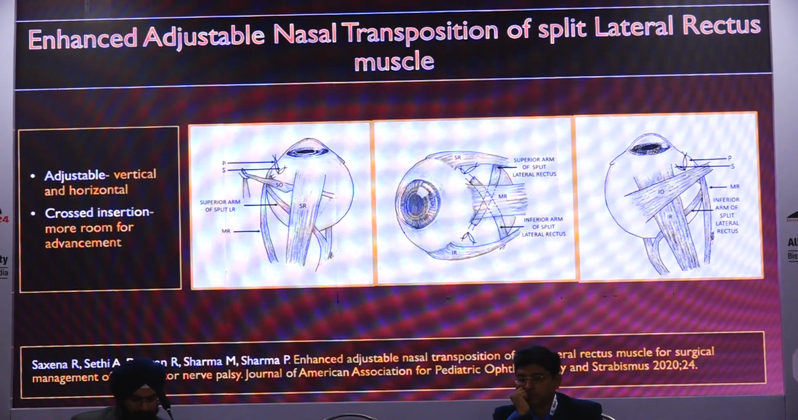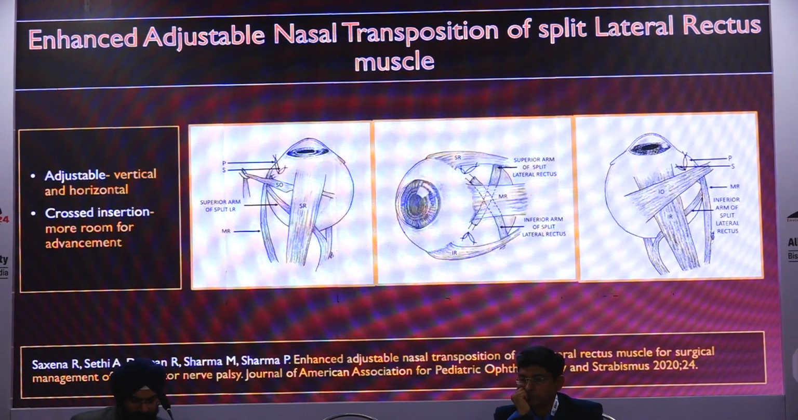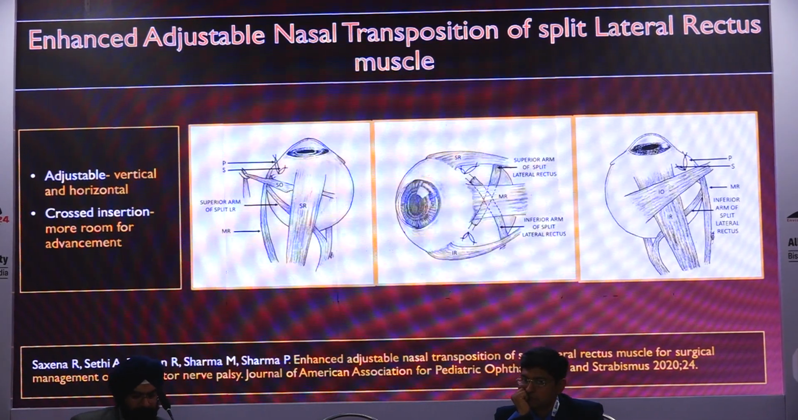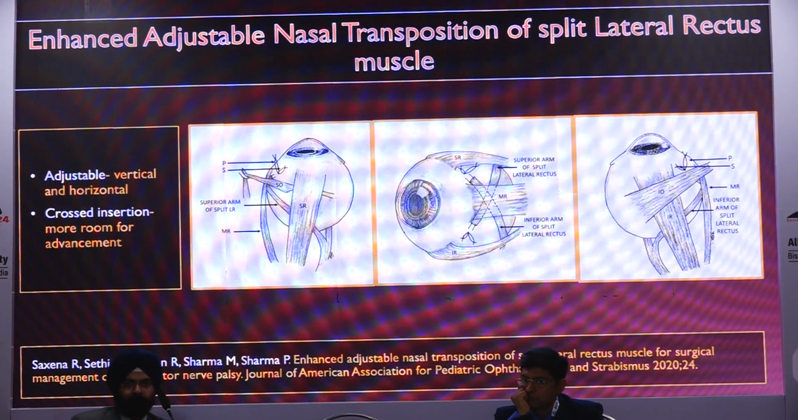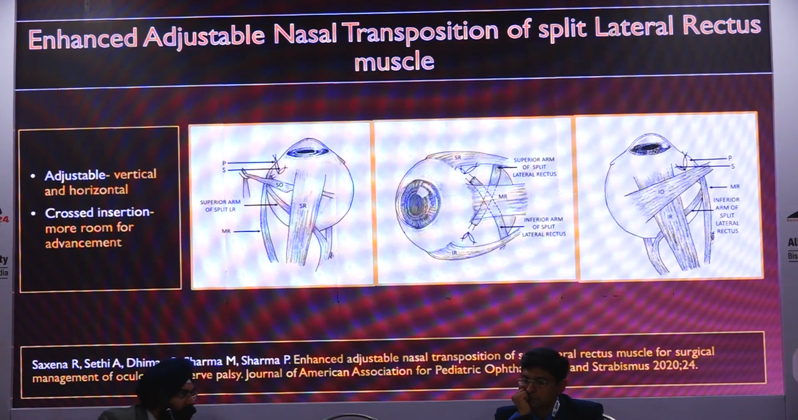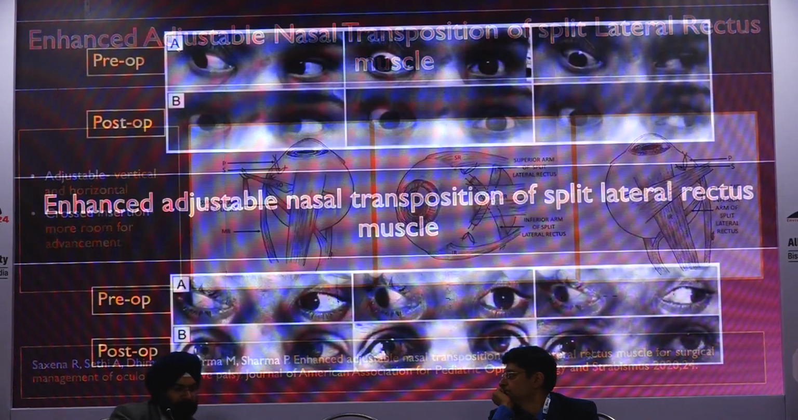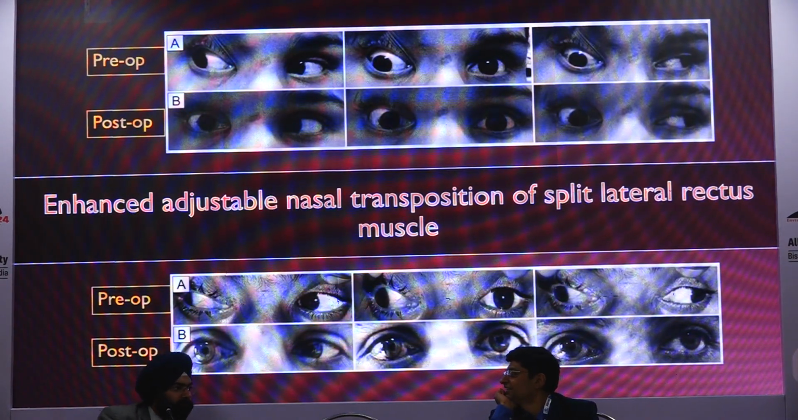So it was augmented by inserting the lateral rectus in a crossed manner, such that the inferior slip of the muscle was inserted at the superior border of the medial rectus and vice versa. Then this enhanced the exotropia correction, as well as provided more room for advancement of the slips of the muscle in cases of undercorrection.